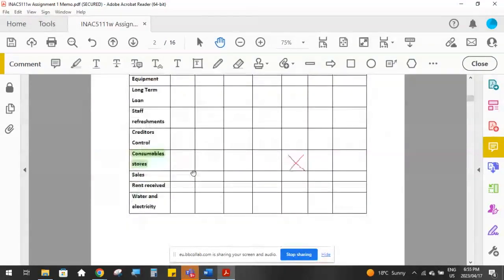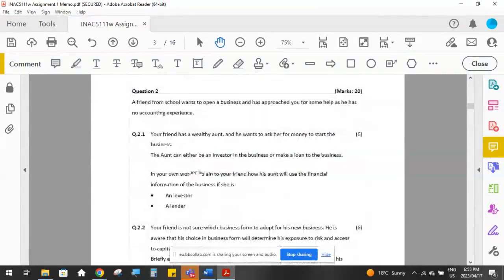That was question 1 for 5 marks. Not many marks lost there. Question 2 was this one where you had a friend from school that wants to open a business and approached you for help, and then there were these various questions that you had to answer.